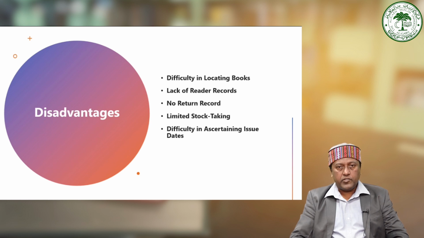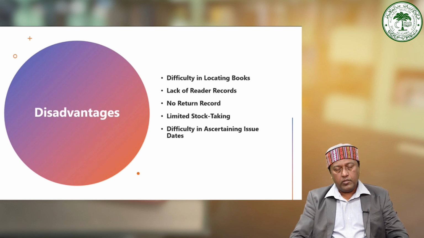And then limited stock taking is there. Proper stock taking is challenging because there is no reliable record available to determine which books are still issued and which are available in the library's collection. So the stock taking process is also difficult when we are following this photo charging system. And there is difficulty in ascertaining the issue dates. Especially, just suppose some user loses the transaction card. In that case, it will be difficult to ascertain the issue dates. So that will pose a significant challenge in accurately determining the issue dates of the books, resulting in potential inaccuracies in record keeping.